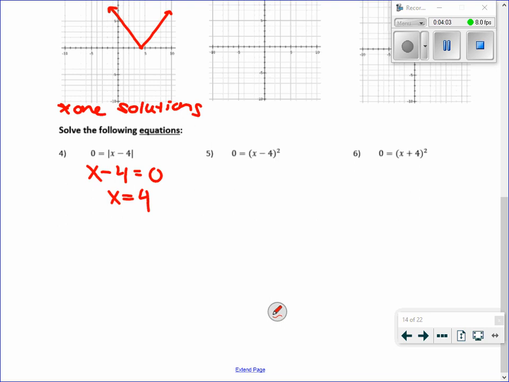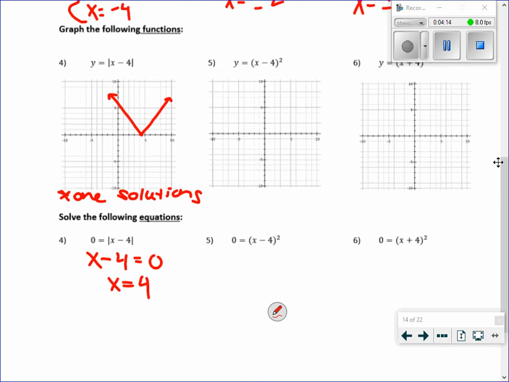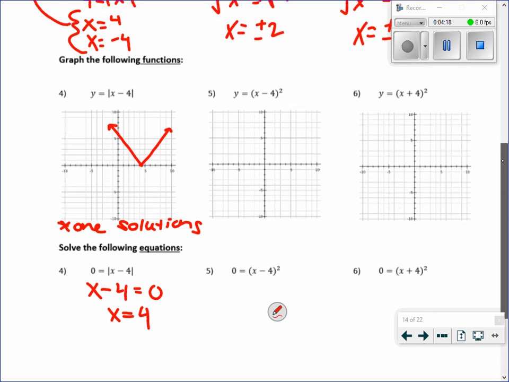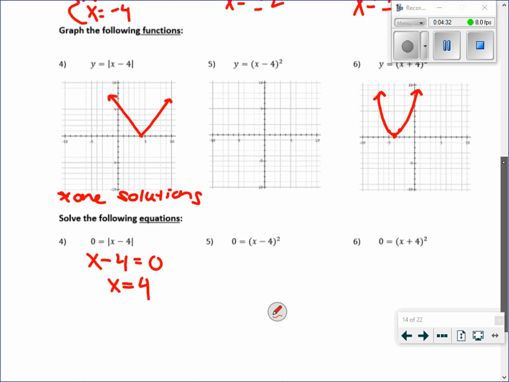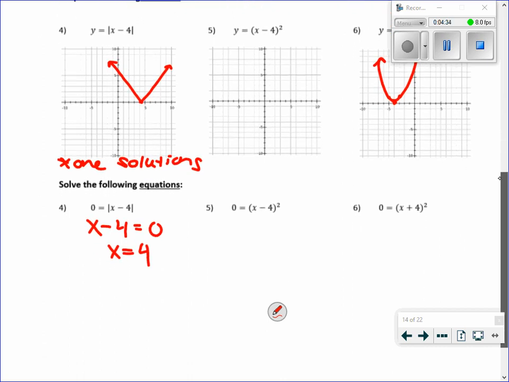So let's pick either 5 or 6. Does anybody have a preference? Let's do 6 because it goes the other way. So 6, we are going to be transformed. How graphically? If I have (x plus 4) squared, where's my graph shifted? Left 4. So I'm squared, that U-shaped graph. So I'm still going to predict I'll have how many solutions?